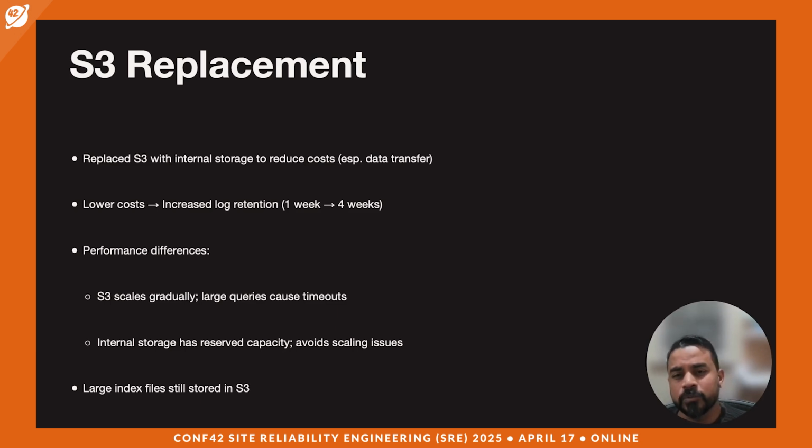One other big difference between S3 and our internal storage is some performance characteristics. We noticed that S3 would gradually scale out to handle large reads, and because most queries are scanning many logs, this would lead to timeouts. Whereas our internal systems have reserve capacity, and we also have emergency capacity, so we don't have the same issue. Another thing is, because the index files are so large, we still have to write them to S3.